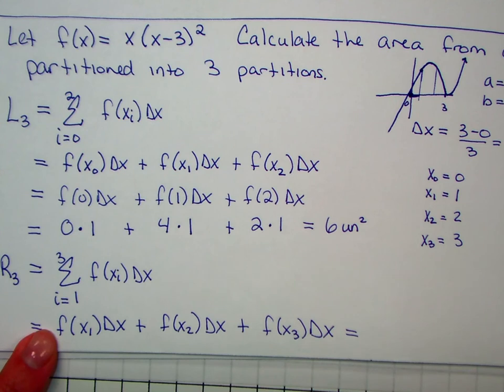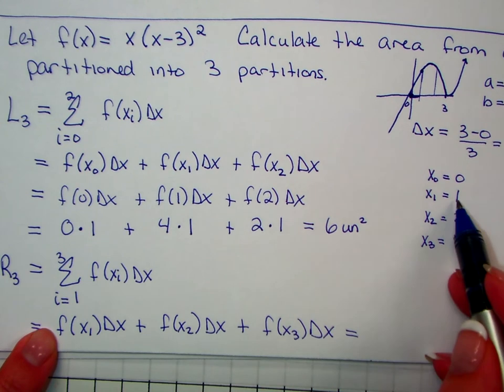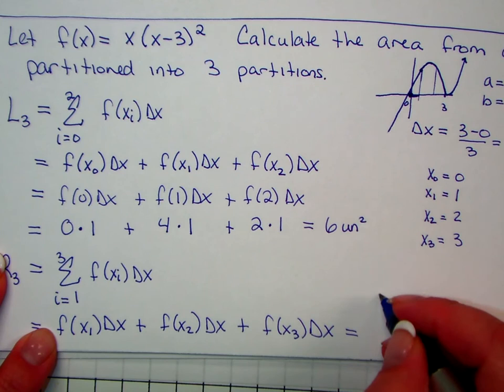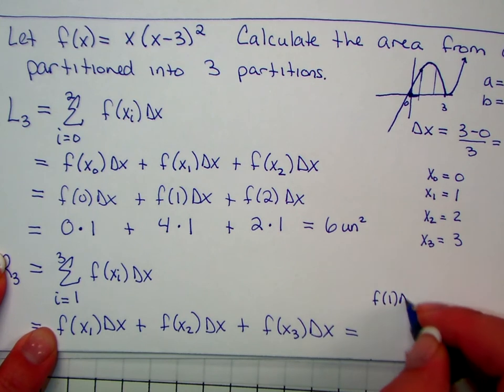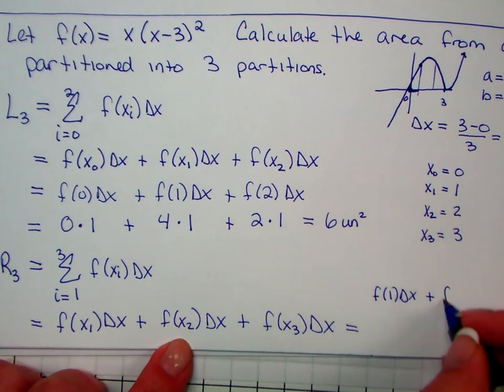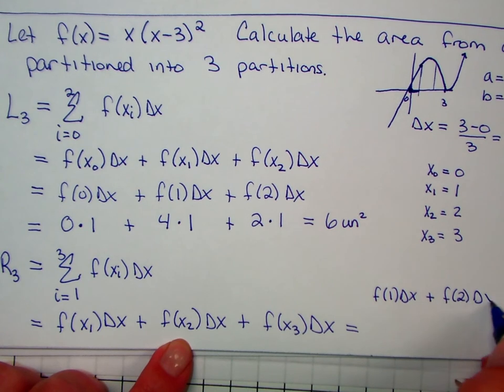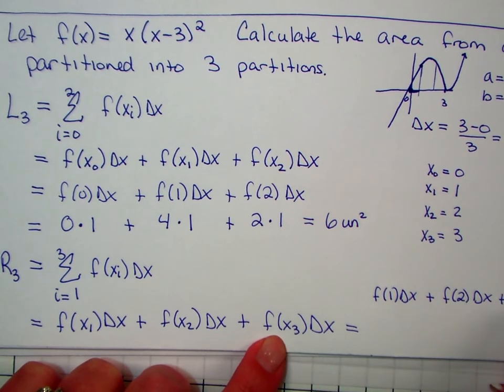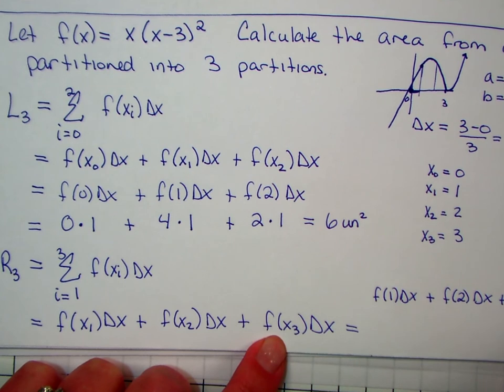Now x of 1 is 1, right? So this is f of 1 times delta x. f of x of 2 is the function at 2 times delta x, and f of x of 3 is the function at 3 times delta x.